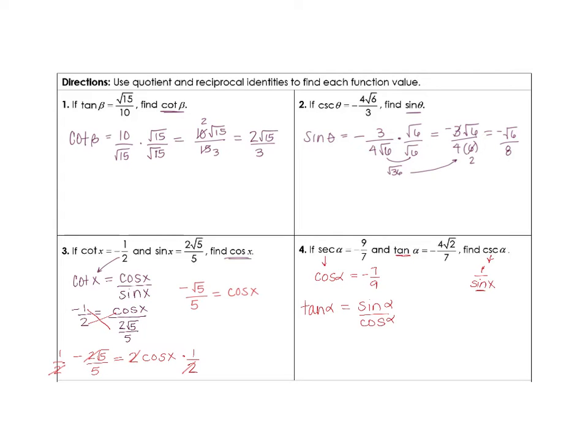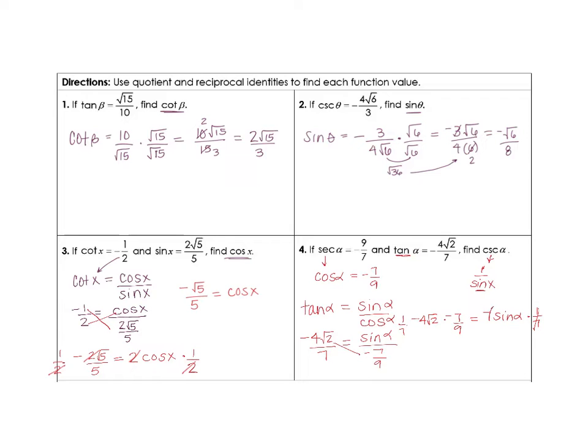And now fill in what we know. We know tangent is negative 4 square root of 2 all over 7, equals sine, which we don't know yet; that's what we're going to find. And then cosine we were told is negative 7/9. Now let's do our cross multiplying here. So I have negative 4 times the square root of 2 times negative 7/9 equals 7 times sine of alpha. I'm going to multiply both sides by 1/7.